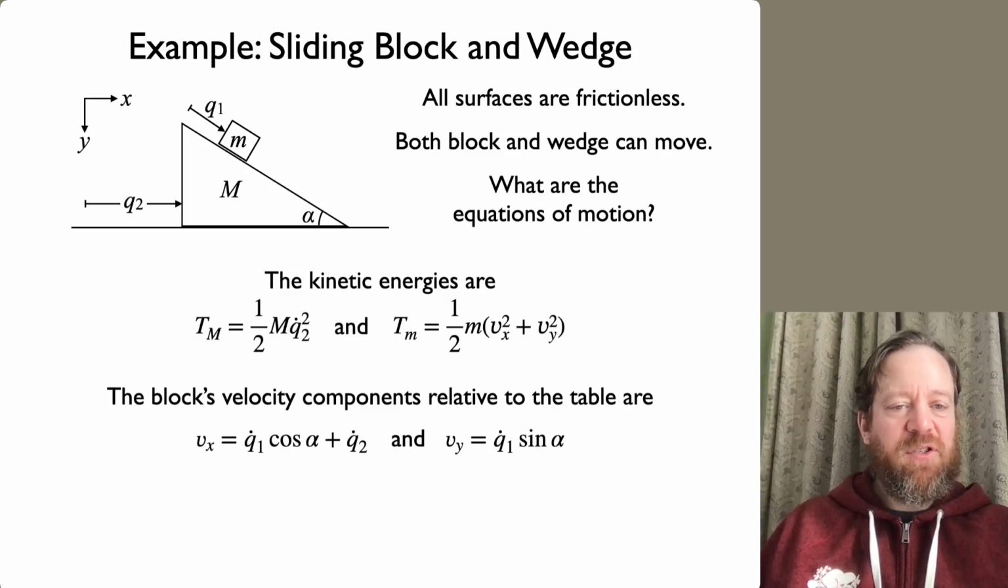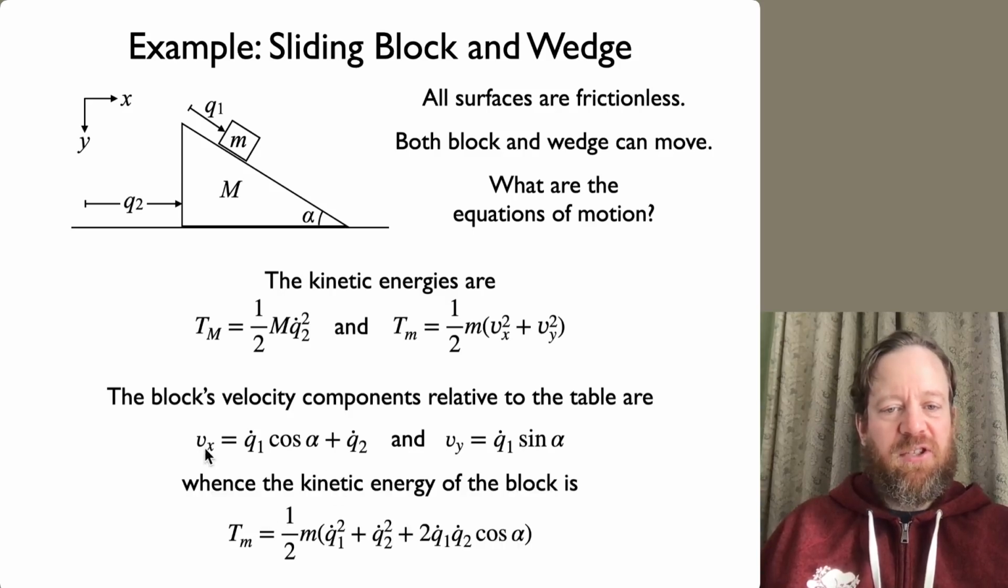Okay, now that we have those, we can write down the kinetic energy for the block. We just take these two terms and substitute them in right here, and we find that the kinetic energy T little m, so the kinetic energy for the block, is going to equal 1/2 m times q1 dot squared plus q2 dot squared plus 2 q1 dot times q2 dot times the cosine of our wedge angle alpha. So you should do those substitutions and verify that what we have here is right.